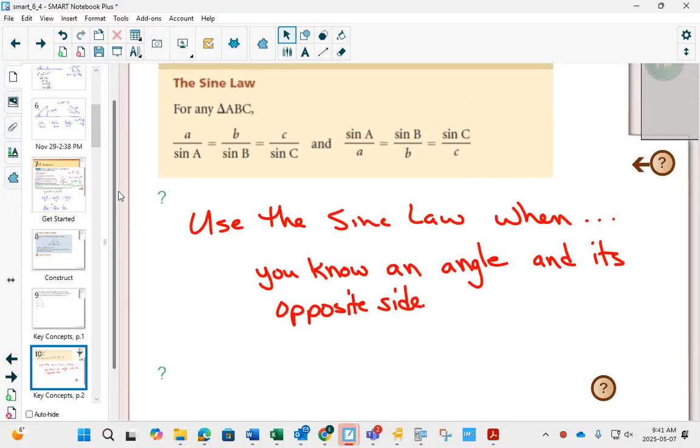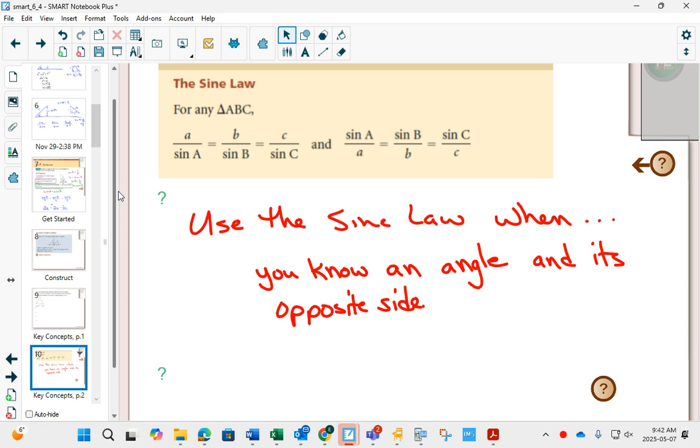On page 471, you have the sine law, which is on your formula sheet. Notice that in the sine law, the opposite sides, which are the smaller letters, always go with the opposite angle. So angle A goes with side A, angle B goes with side B, angle C goes with side C. You can either put the angles in the numerator or put the sides in the numerator, and we'll see why you would want to do one or the other, depending on what you're solving for.